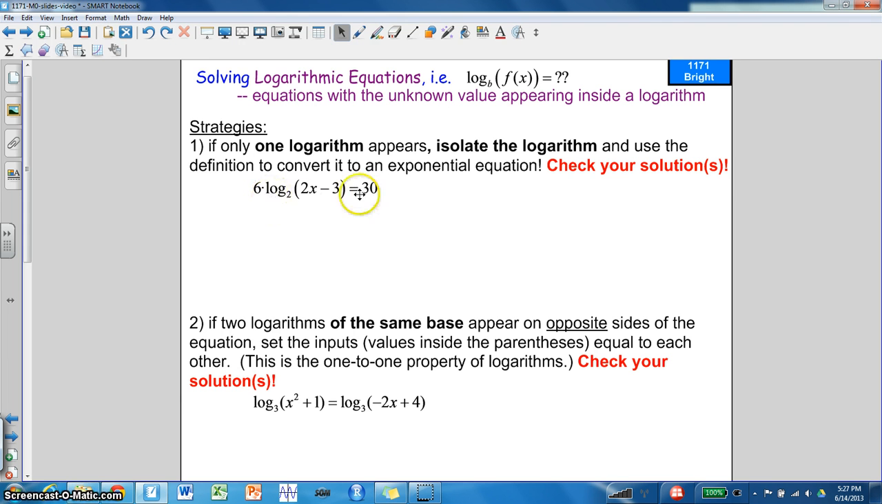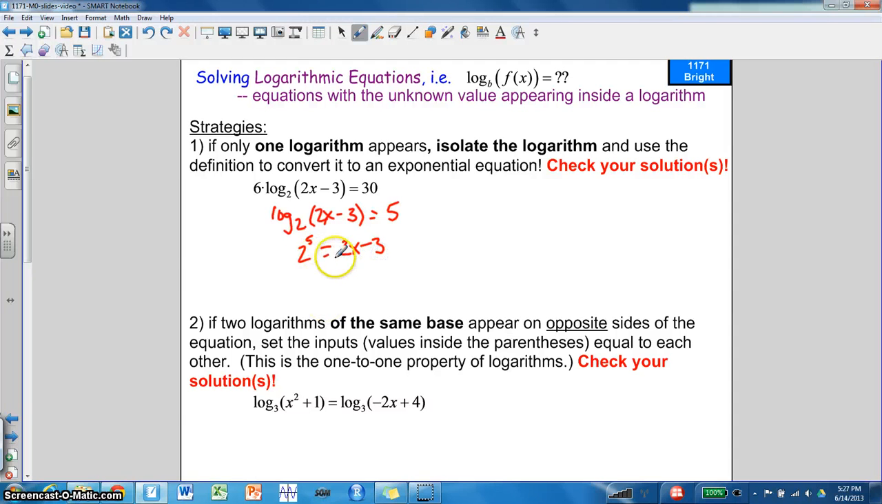So here, first divide in our example here. First divide by 6. So we'll have log base 2 of 2x minus 3 is equal to 5. Okay, now at this point we can't isolate it any further, so we're going to convert it to the exponential equation. So I have now 2 to the 5th. Again, my output becomes my input is equal to 2x minus 3.